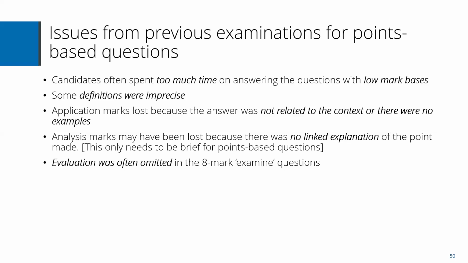Definitions may be imprecise. That's going to mean missing out on those marks as well. Or it might be that application marks are not given because they don't relate to the context, so there are no examples. Students miss out, or they lose them for doing that. Analysis marks: there's no linked explanation of the point that's being made. That needs to be brief. It doesn't need to be in detail like it does for the levels-based questions, but nonetheless, it needs to be present. We need some linked explanation of the point that's being made.